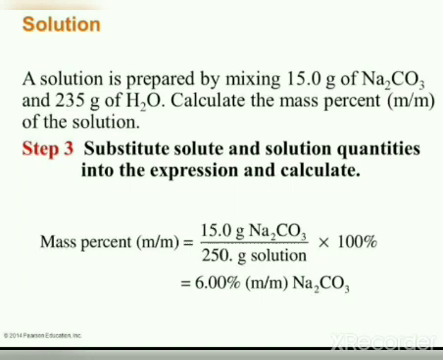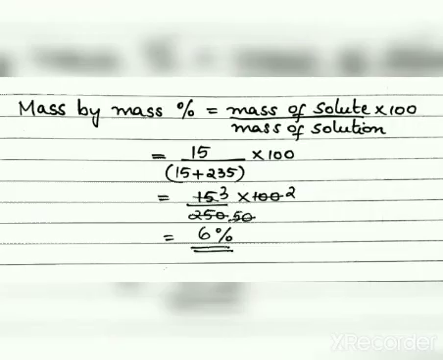Let us try to solve another question. A solution is prepared by mixing 15 gram of sodium carbonate and 235 gram of water. Calculate the mass percentage of the solution. How can you calculate the mass by mass percentage? According to the formula, mass by mass percentage is equal to mass of the solute by mass of the solution into 100. Mass of the solute is given in the question. It is equal to 15 gram.